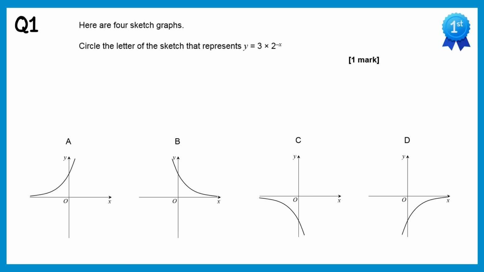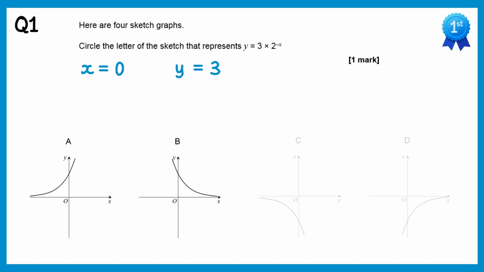For this question, I'm going to substitute x equals 0 into the equation. So we'd have y equals 3 times 2 to the power 0, and 2 to the power 0 is 1. So y equals 3 times 1, which is just 3. This means the y-intercept is positive, so we can rule out graphs C and D.